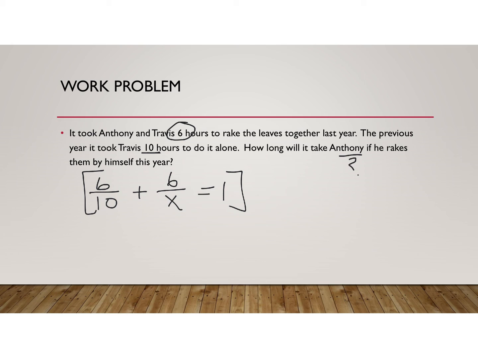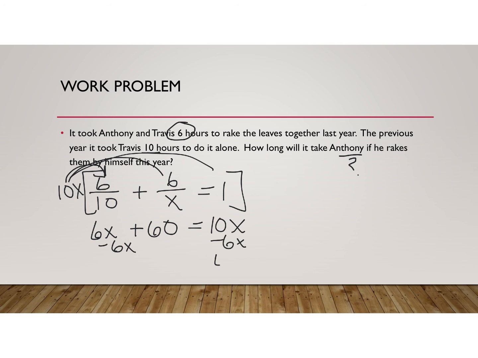I'm going to multiply everything by 10x. Here the 10's cancel, I get 6x. Here my x's cancel, I get 60, equals 10x. I'd subtract that 6x from both sides. And x would equal 15.